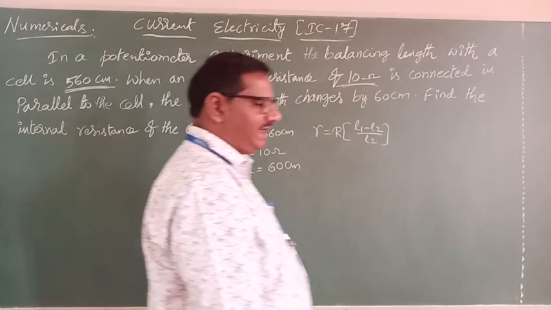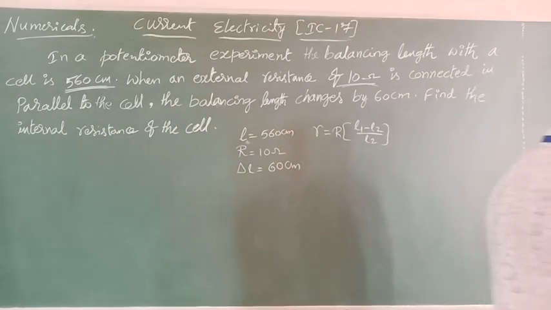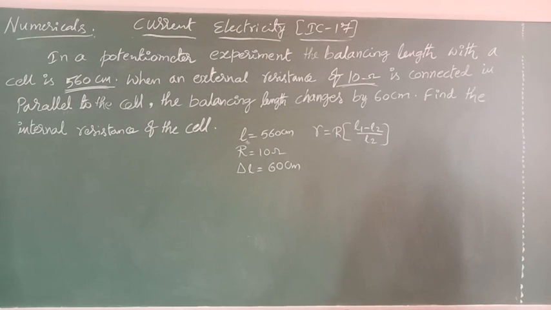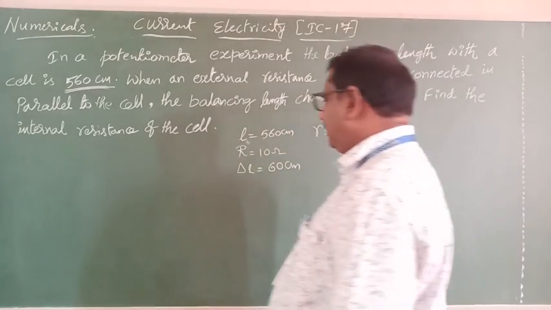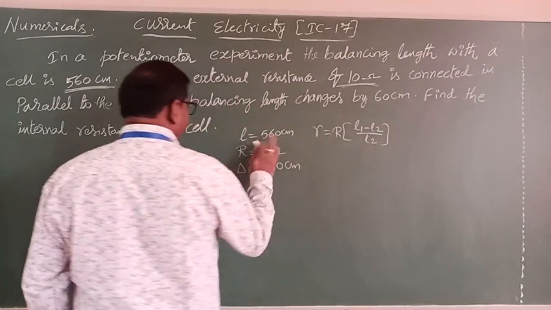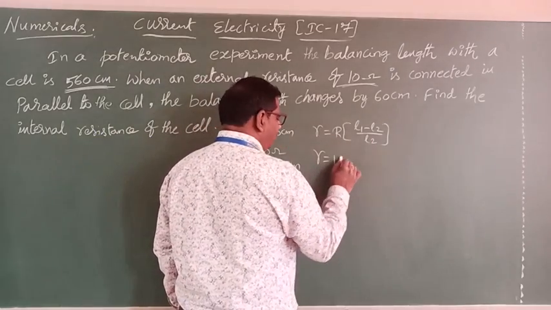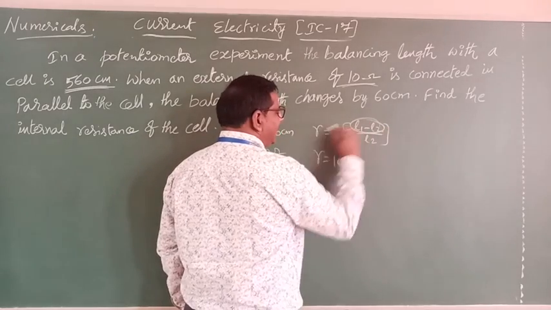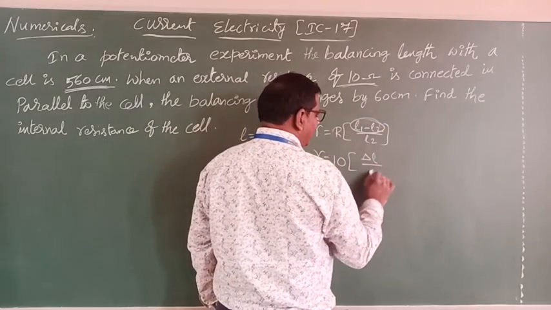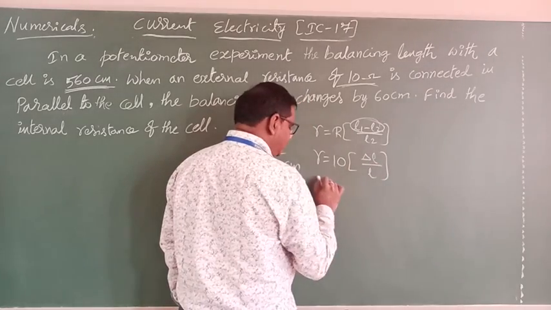Now in this one, capital R given, how much is it? 10 ohm. And change in length, how much they gave? 60. Initial length, how much they gave? 500. So here small r equal to 10 into delta L by L, simply I am writing it to be easy.